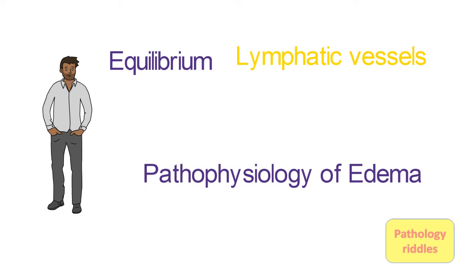Edema, or excessive fluid, can accumulate in the interstitial spaces due to 5 mechanisms. These mechanisms will be taught to you in the next video on Thursday, as you need to understand these concepts well before you go into the pathogenesis of edema.